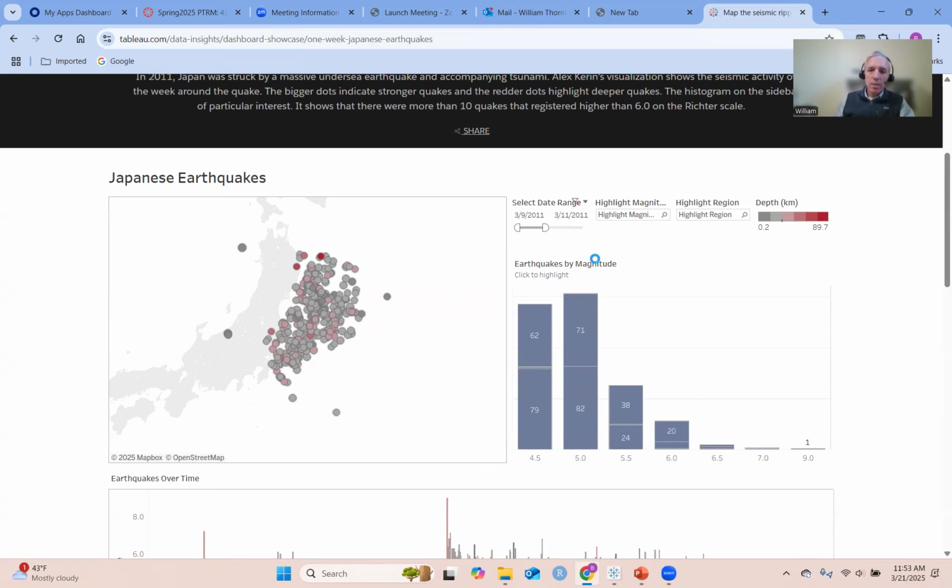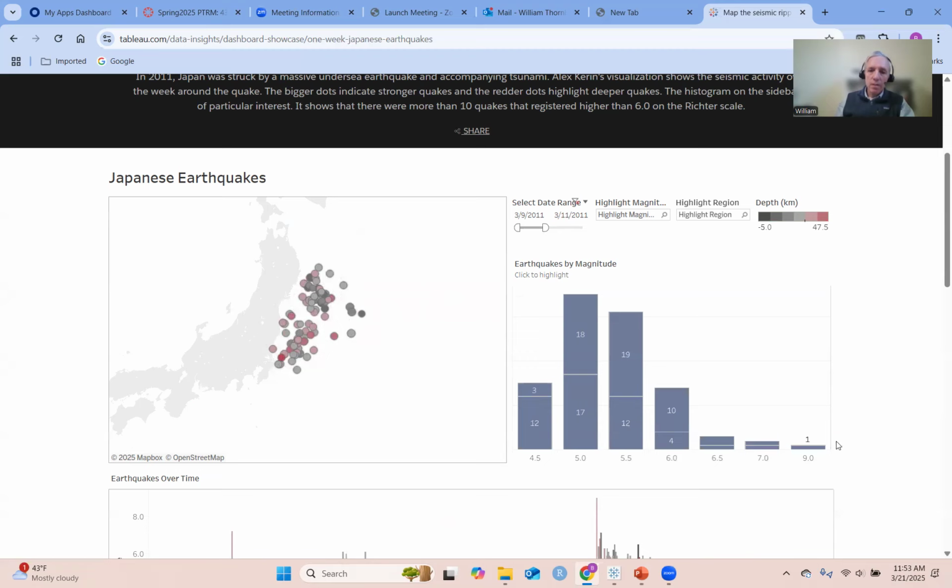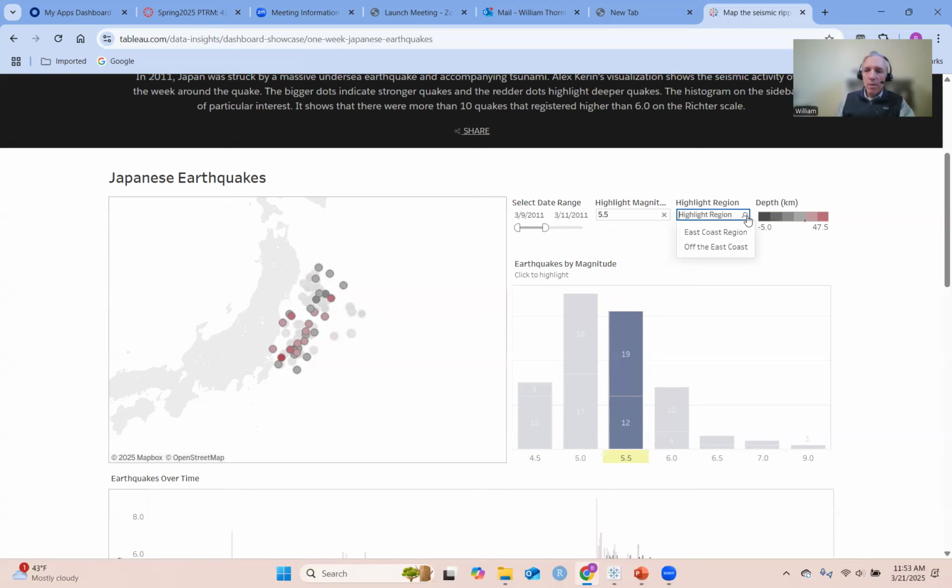So if I change that slider, this is a histogram, right? This is changing the histogram of what I'm seeing of the earthquake magnitudes. And it looks like I can highlight a particular magnitude. So I'd only like to see the 5.5. So I do that. I can highlight a region. Maybe I want off East Coast, or maybe I just want East Coast region. Oh, there we go. So now this is reducing down.